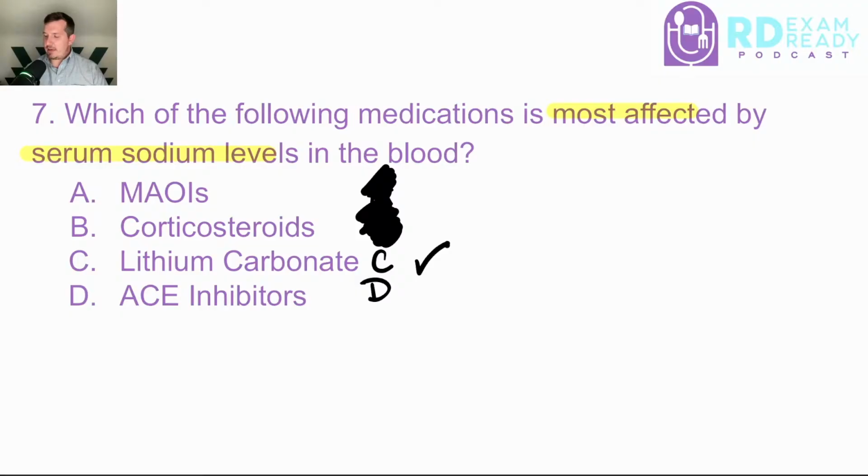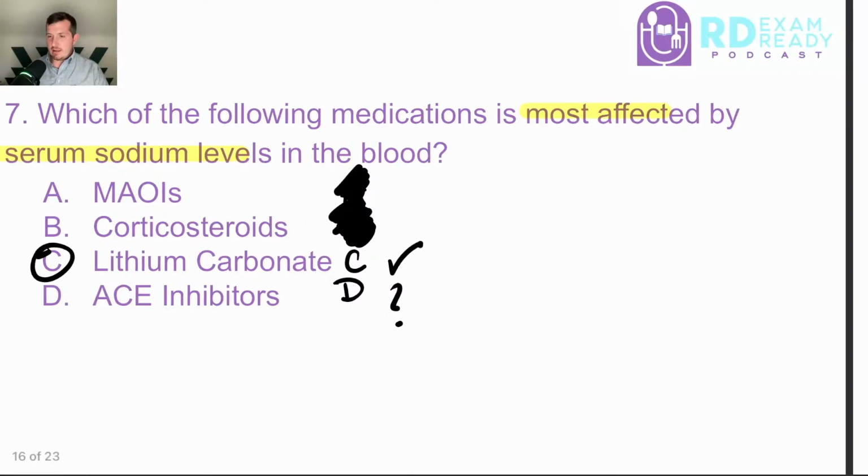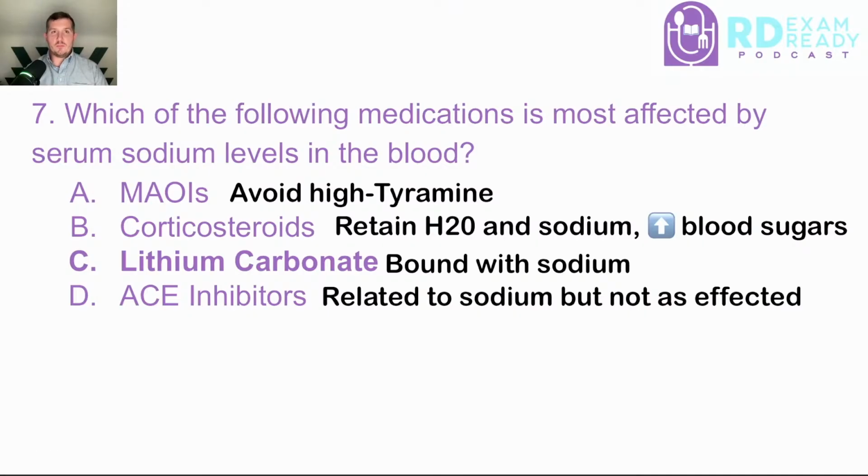And D, ACE inhibitors. Well, ACE inhibitors are traditionally used to treat things like blood pressure. So maybe I'll put a little question mark by that one. Maybe I don't know enough. But I don't want to go fishing for information that's not there. If I don't have something concrete in my mind that really sticks out for something like ACE inhibitors, I don't want to go searching for it. So, therefore, I would say my best fit in this case is answer C, lithium.